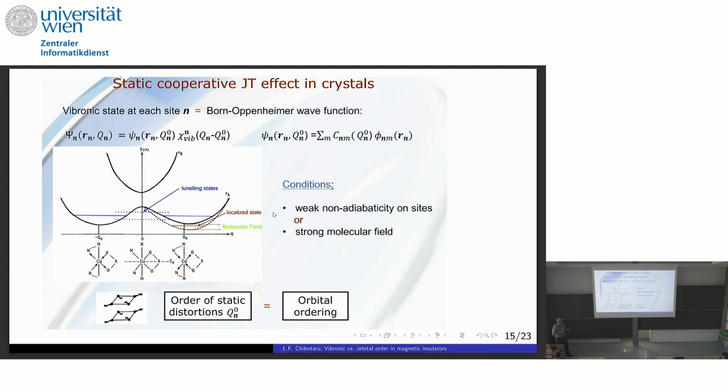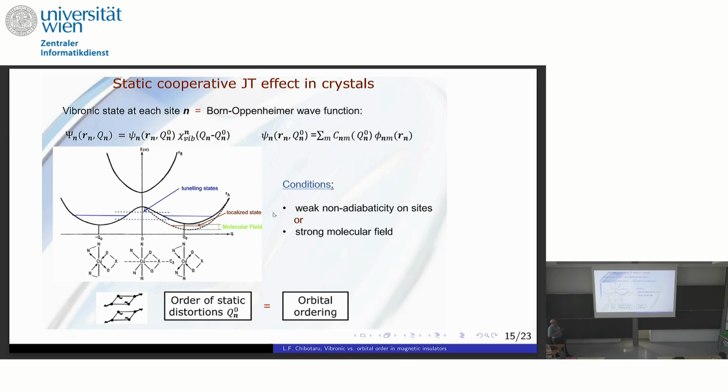How to apply it, just qualitatively? So we have the static cooperative Jahn-Teller effect, when you have static distortions. It happens first of all when we have a weak non-adiabaticity on sites. So if you have an E⊗b problem or a T⊗e problem, then the vibronic operators are diagonal. And then the effect of the vibronic coupling is just the distortion in some minima. And then you have just phonon, say, oscillation at the bottom of the minimum.